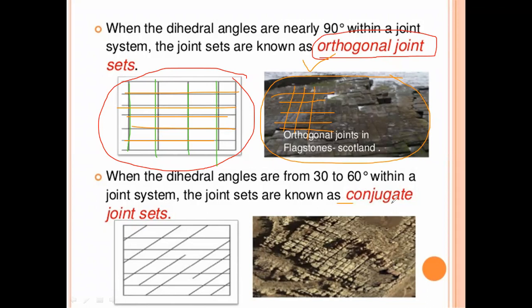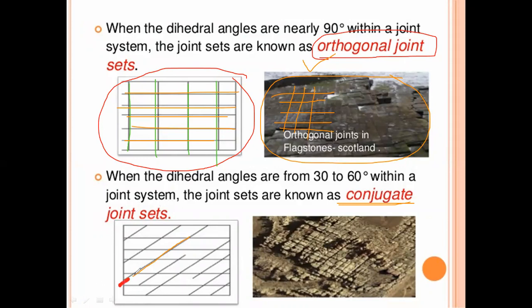The second one is the conjugate joint. Now here when you look, exactly perpendicular joints are not present like in orthogonal joints. In orthogonal joints, two directions are perfectly perpendicular to each other. That's why perfectly parallel opposite side joints are formed. Here an angle is formed in between two directions. Just wait, I will show you here.